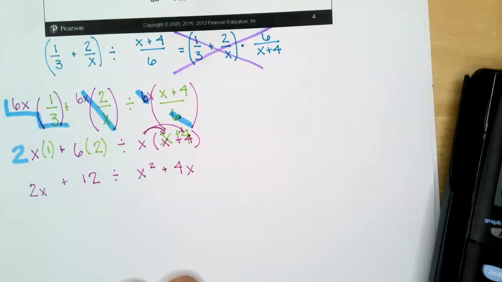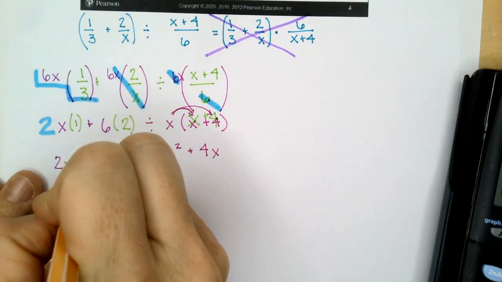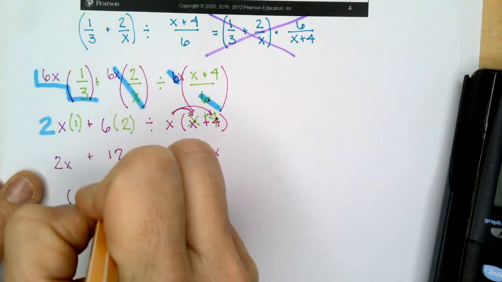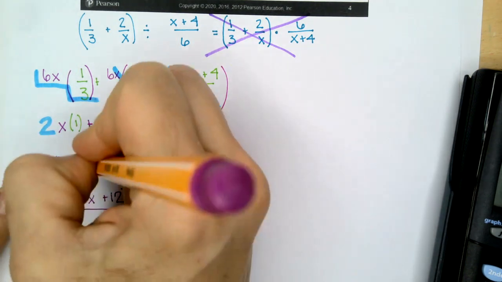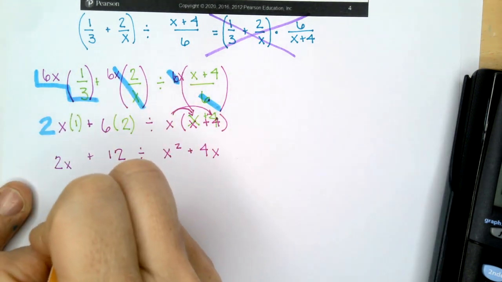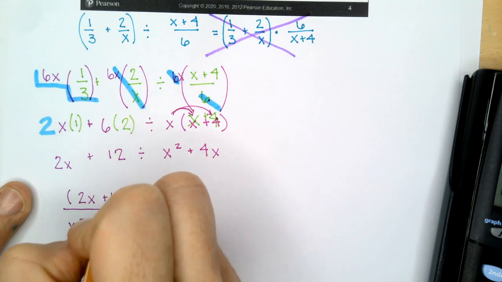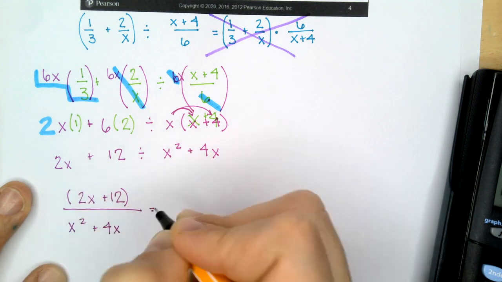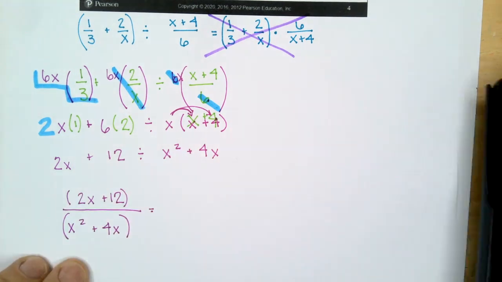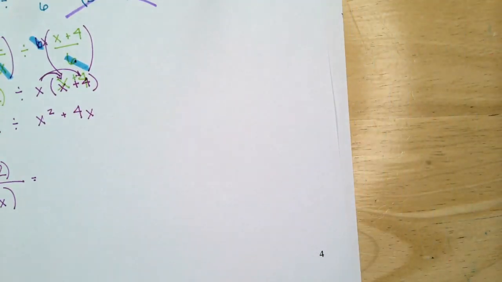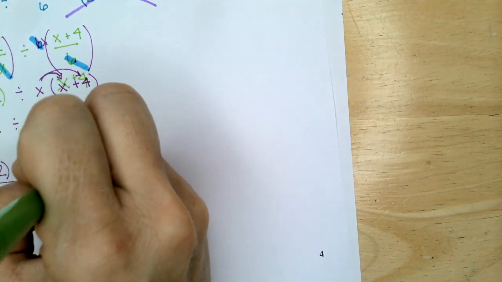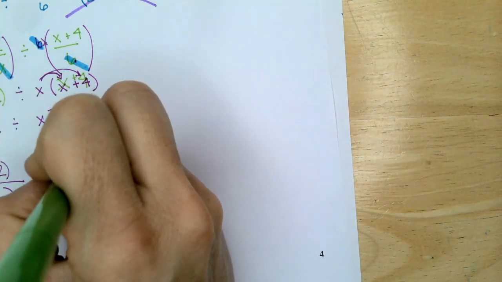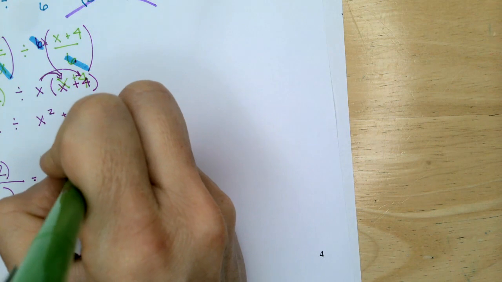Okay, so now I have the quantity 2x plus 12, and now it's easy to look at it vertical again. This was horizontal, now it's vertical again. x squared plus 4x. What can I pull out of both of those? They both have common factors. 2x and 12, I can pull out a 2. 2x divided by 2 is just x. 12 divided by 2 is 6.